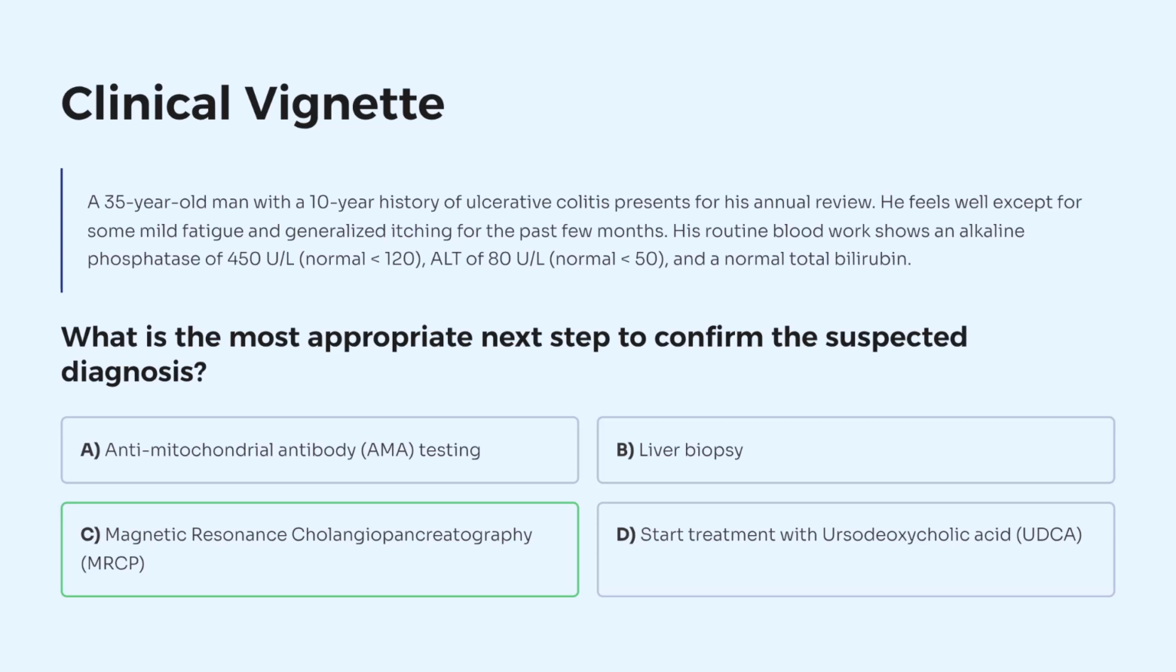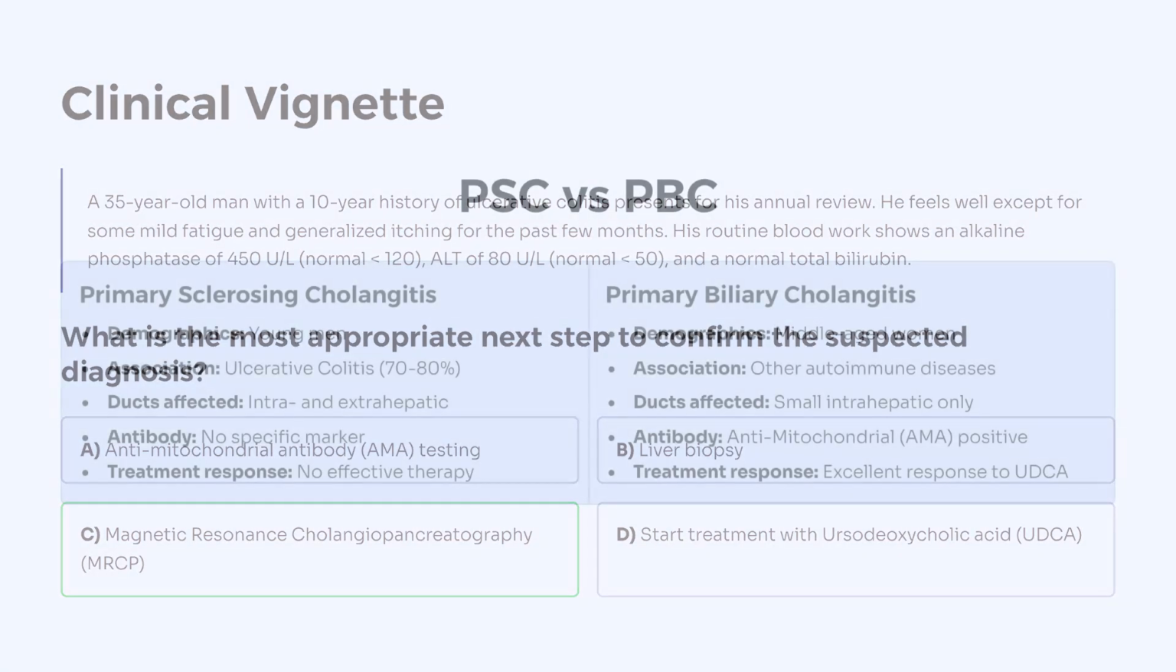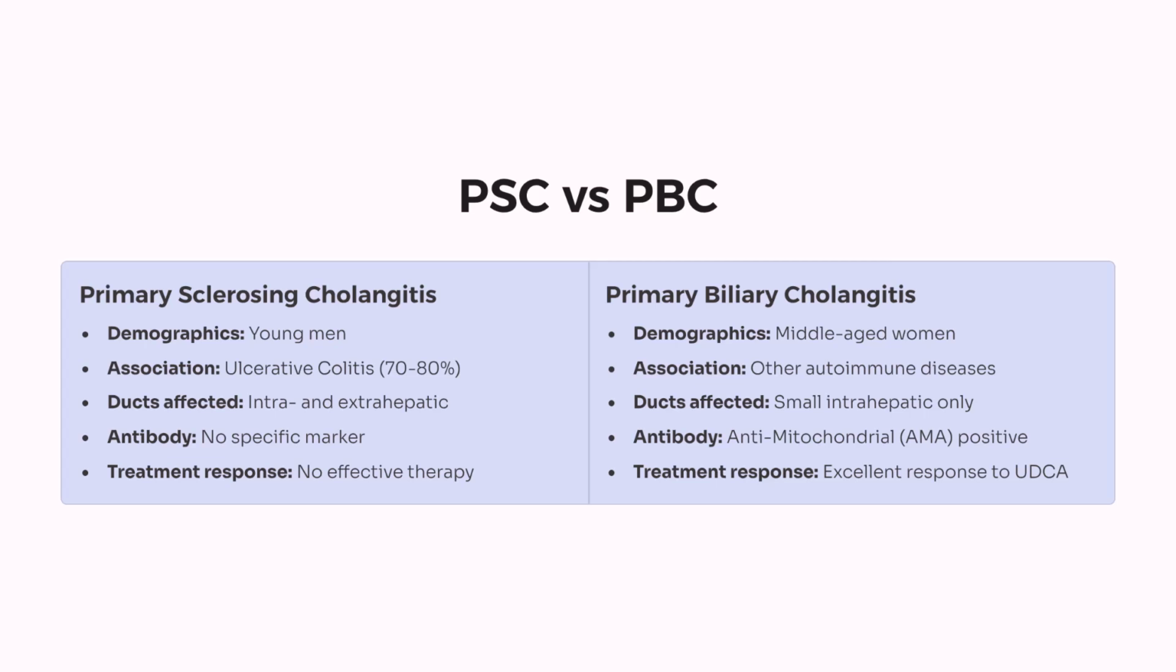We have a classic demographic, a young man with a history of ulcerative colitis. He has symptoms of cholestasis, fatigue, and itching, and the labs confirm a cholestatic pattern with a markedly elevated ALP. This picture is screaming PSC. The non-invasive MRCP is the gold standard next step to visualize the bile ducts and confirm the diagnosis. To finish up, let's quickly touch on the differential and summarize the key takeaways.